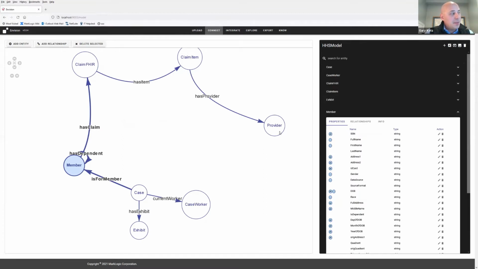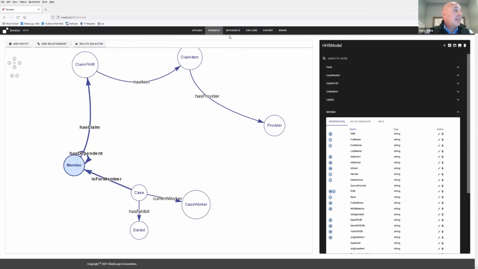And oftentimes these systems have case management type things that are associated with them, so we built in relationships to case management and case workers and different exhibits that are associated with each case into this model. And of course, notably, members have relationships to themselves by way of dependents, and they have parents and their children.